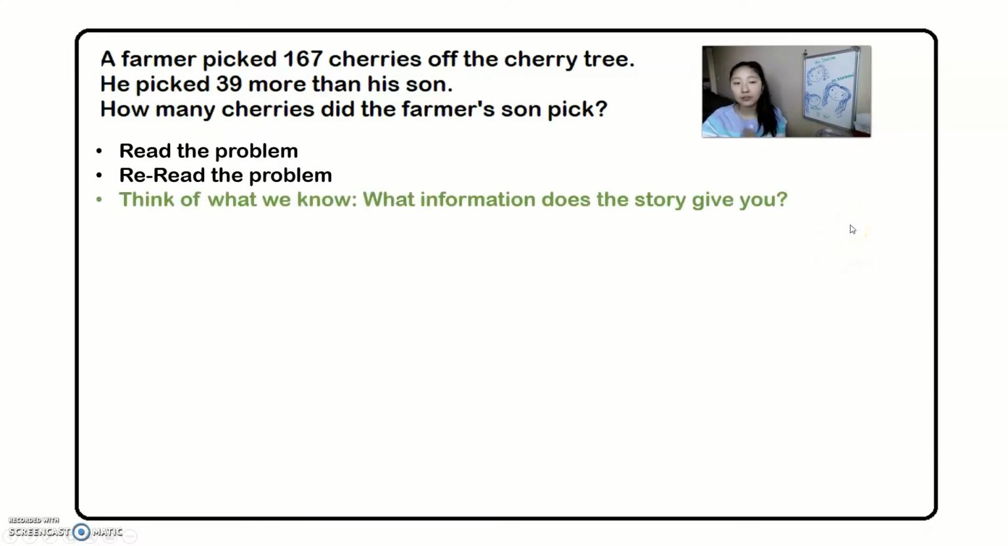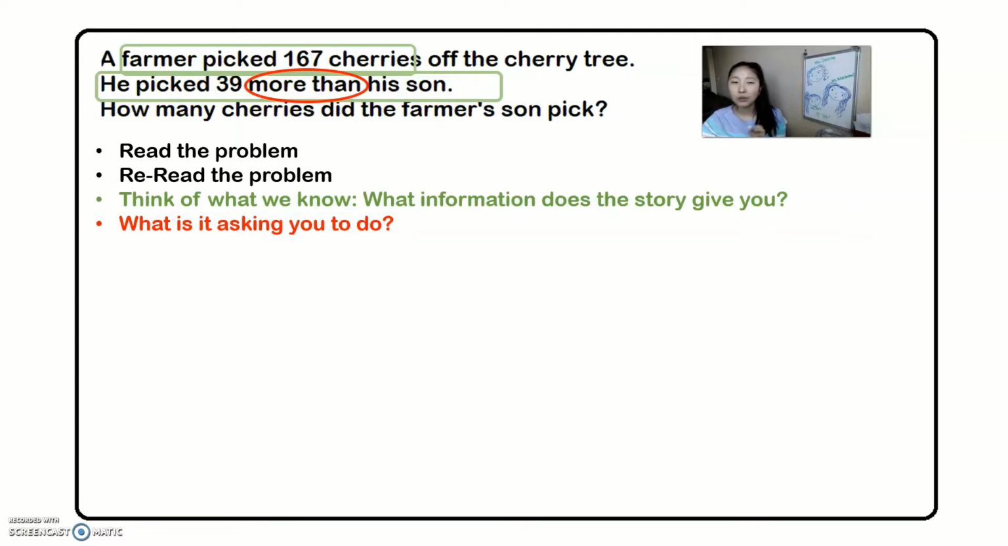A farmer picked 167 cherries off the cherry tree. That's the first sentence, and I believe the most important part of that is that the farmer picked 167 cherries because it tells you how many he picked. Second thing we need to know is that he picked 39 more than his son. So you need to keep that in mind. You need to think about what the problem is telling you. What is it asking you to do? Well, the really important word here that tells you is the word more than.